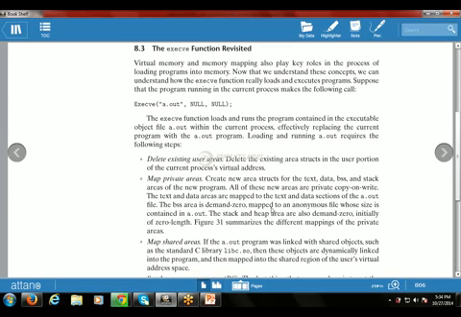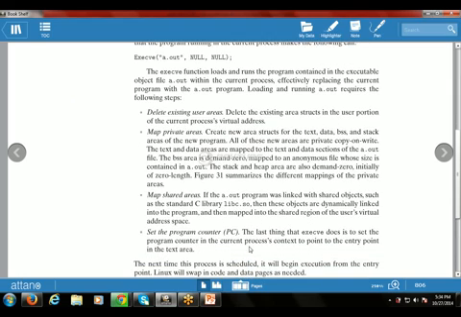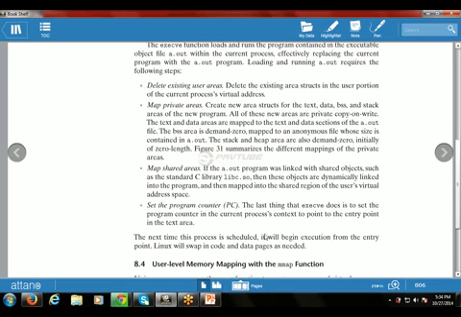Then map the shared file, so that linking can be done with the shared object with the library function, that is libc.so. Then set the program counter so that the next instruction can be fetched. So setting the program counter, that is the PC.